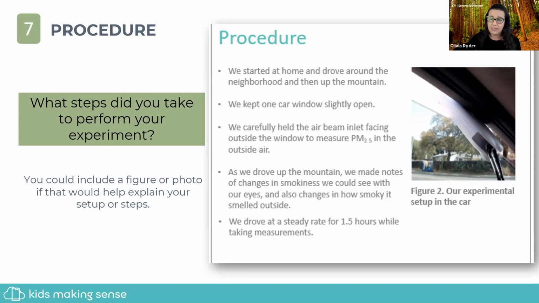So in the sample poster, we can see that the students started their experiment at home. They were driven around a neighborhood for a period of time. Then they went up a mountain. And the window was kept slightly open, and the air beam inlet was directed out the window. And you can see that they've written it in words, but then also this really helpful photo that immediately shows you how they did this experiment and how they were sampling.